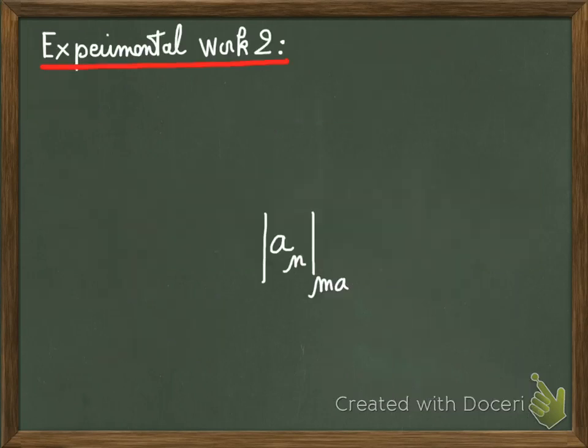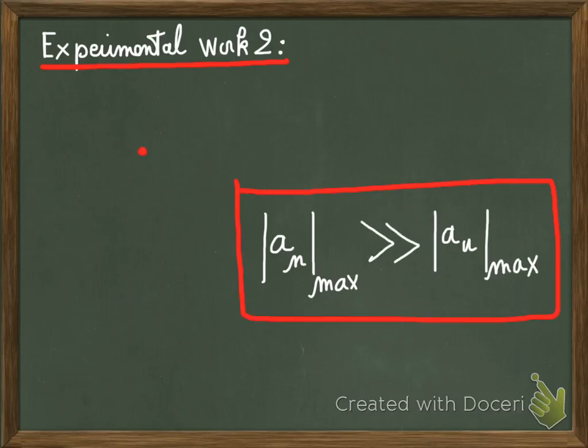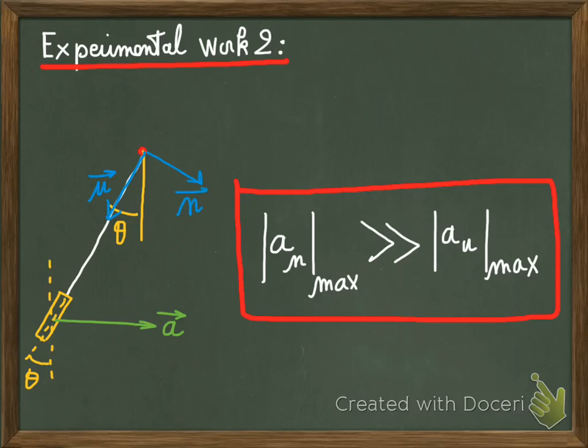Now we go to the second experimental work proposed. When you do the experiment using iMecapProf and you look at the a vector, the acceleration vector, you rapidly identify the fact that the component of the acceleration vector along the n vector of the polar coordinates is much larger than the component of the acceleration vector along u. And we might think about it and see why that is so.